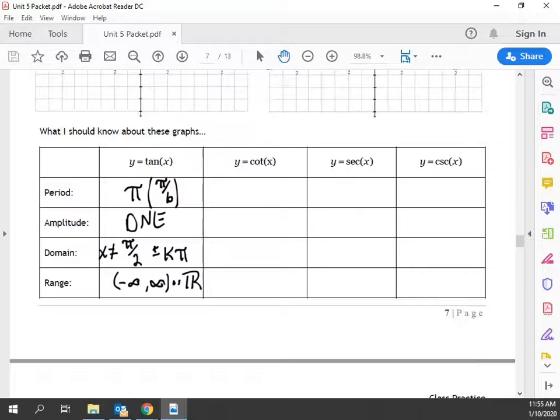Let me ask you this, guys. Moving to the next column, what will look the same? Everything except? Does domain start at the same place? Does the graph for tangent start at the same place for cotangent? No. So this will be the same. This will be the same. This will be the same.